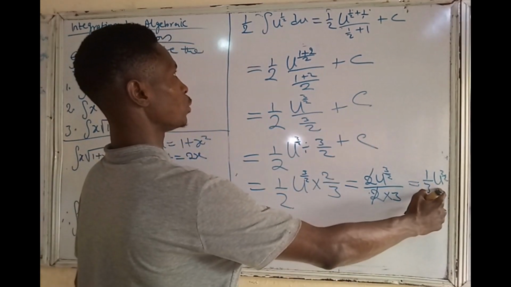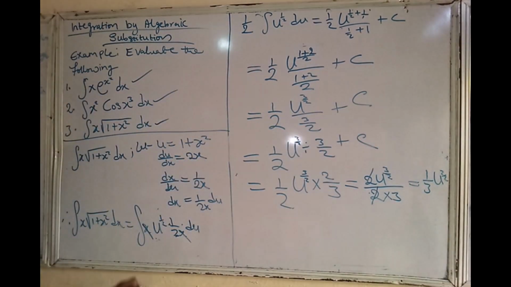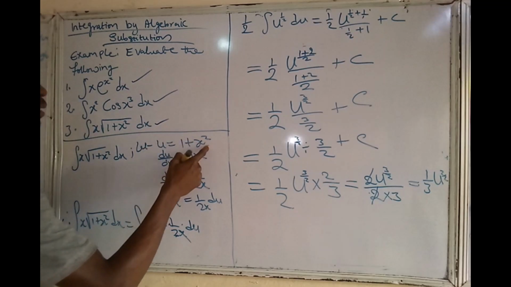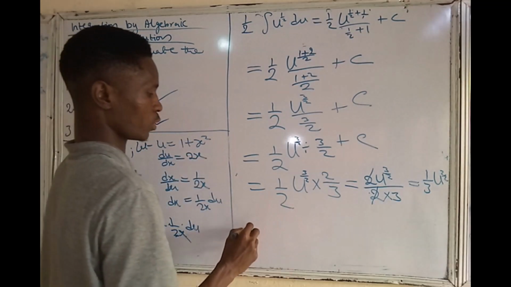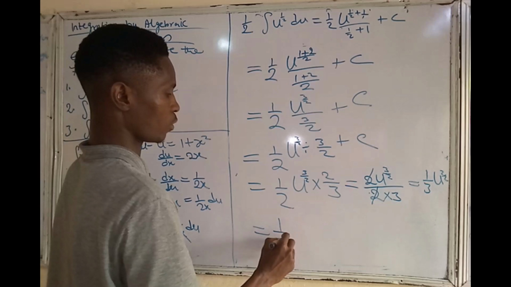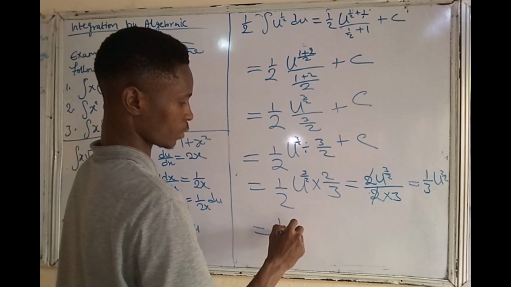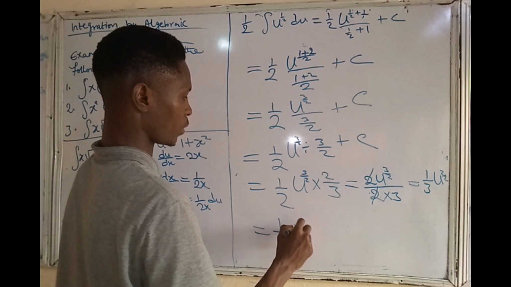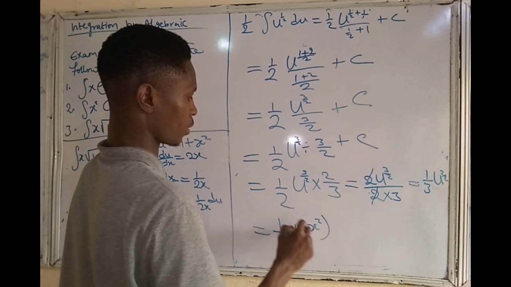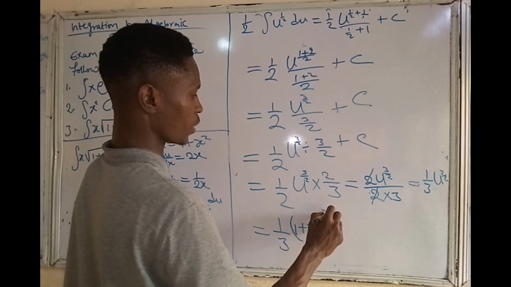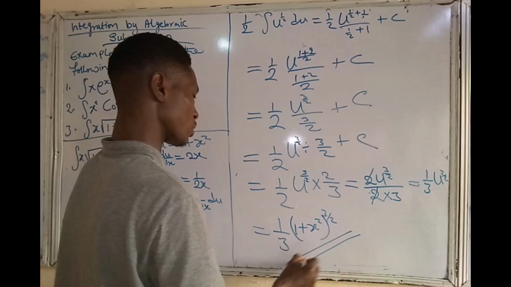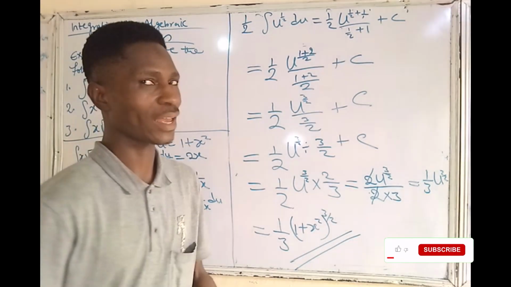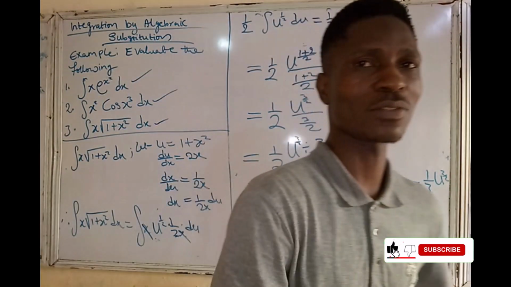But we know what u is. Our u is 1 plus x squared. So this is now equal to 1 over 3 times 1 plus x squared, all raised to the power of 3 over 2. This is our answer.